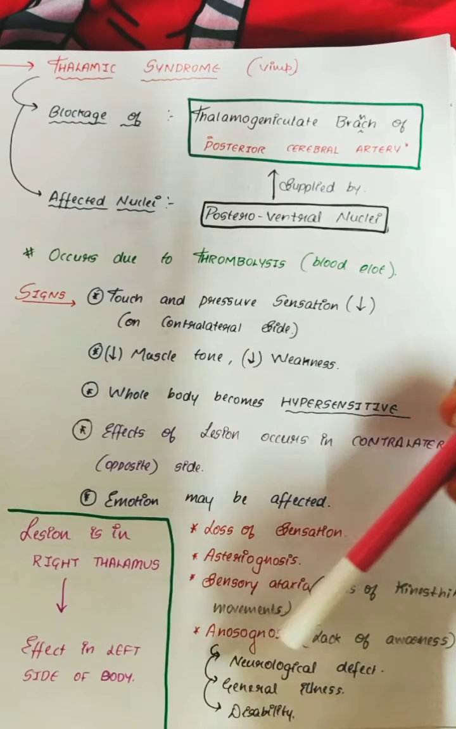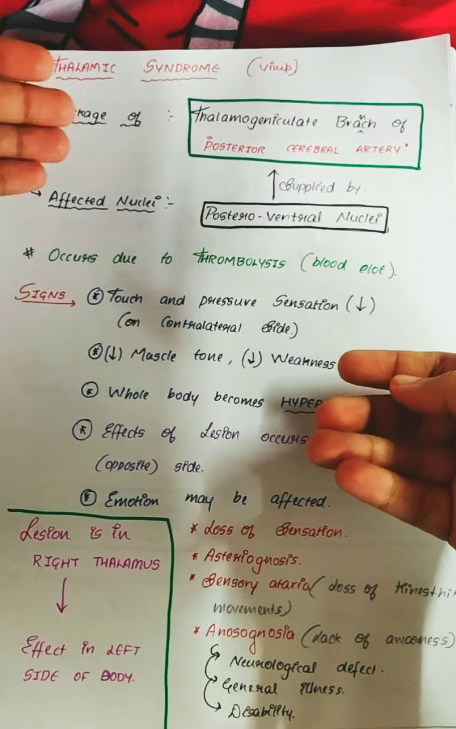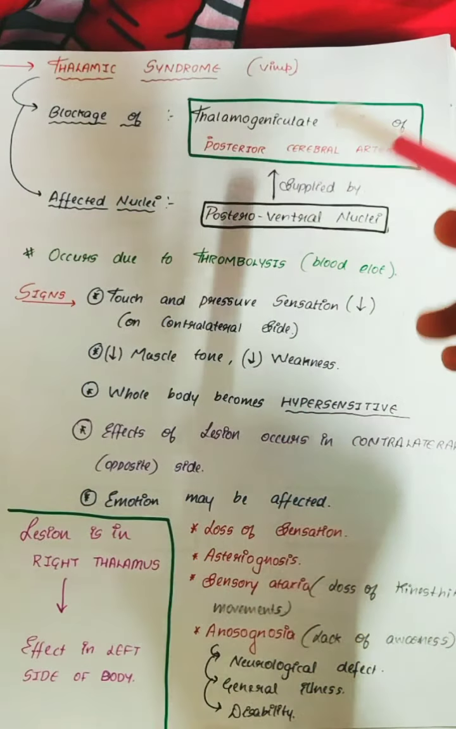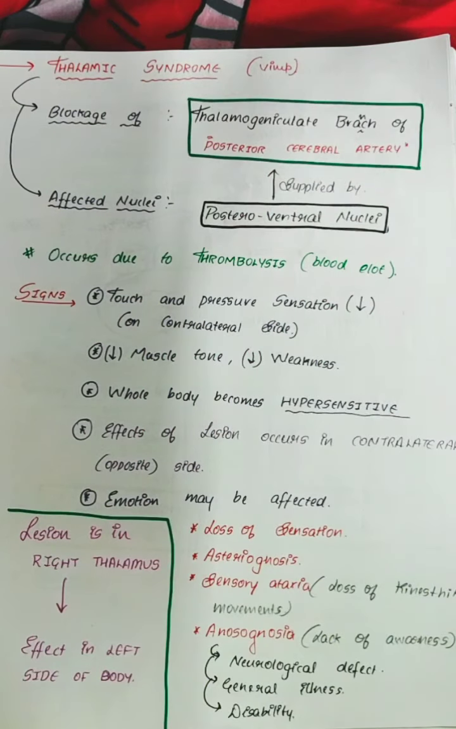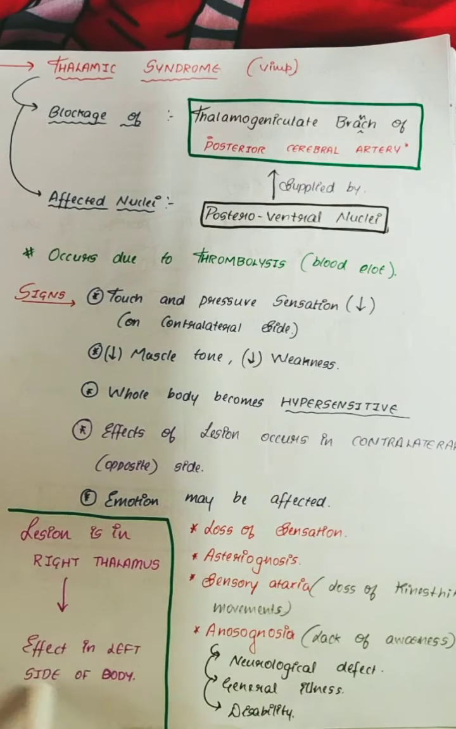So there will be neurological defects, general illness, disability, so many problems you can see if there is thalamic syndrome, because it's one of the very important structures in the brain. So if there is even a single defect, you can see huge, drastic problems. If there is a lesion in the right thalamus, you can see the effect on the left side of the body. If there is a lesion on the left side of the thalamus, you can see the effects on the right side of the body. It is contralateral to each other and not ipsilateral.